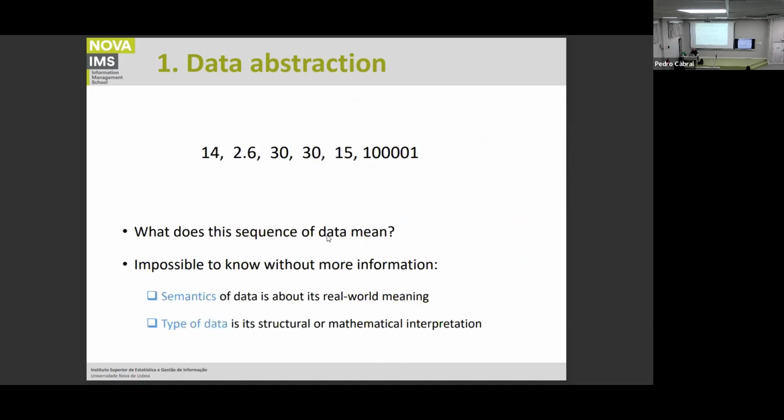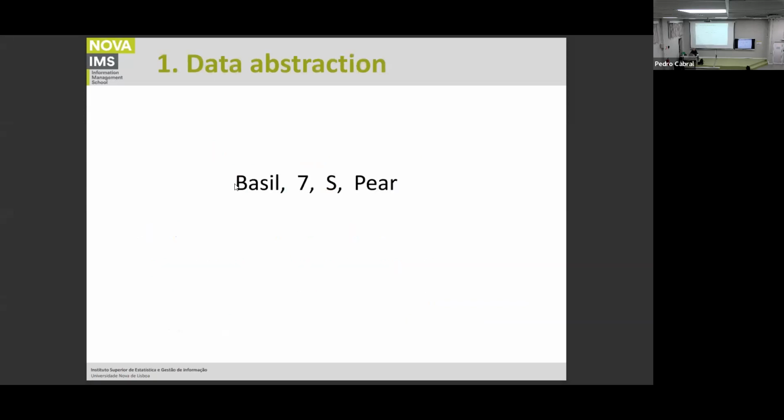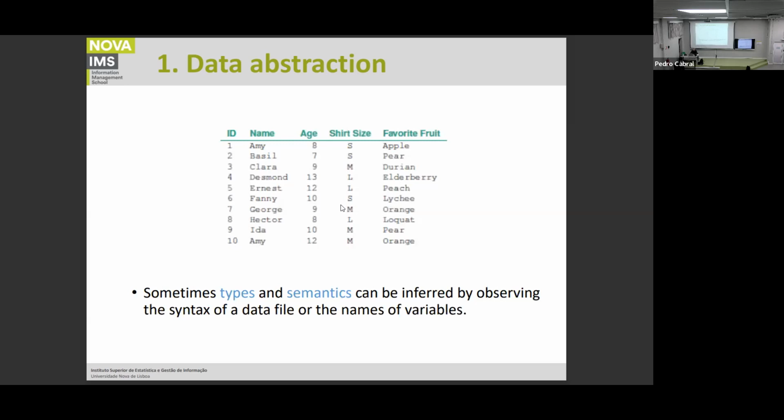If you just provide numbers, it's not enough. We need some kind of semantics to understand what is the real world meaning. There are several types of data, and we'll see now what those data types are. So we have here an example. These are some values, and without semantics, we cannot understand what their meaning is.